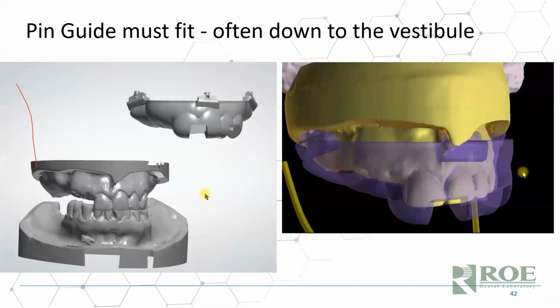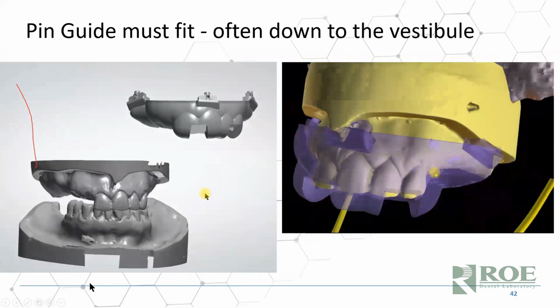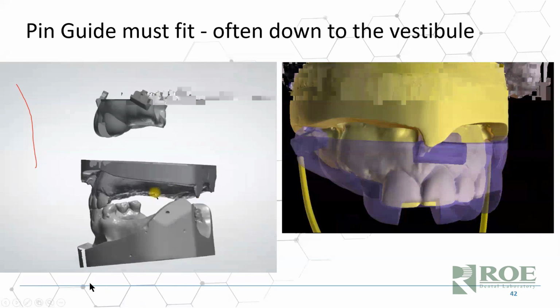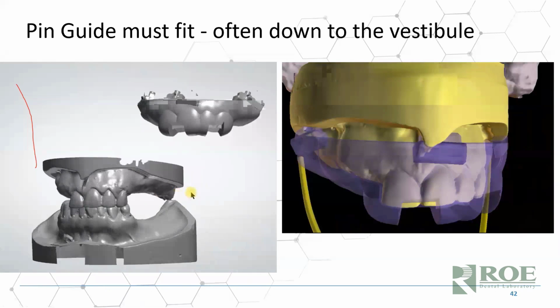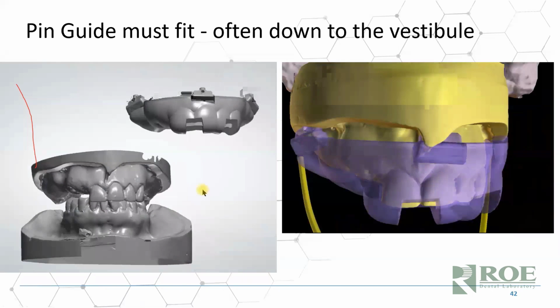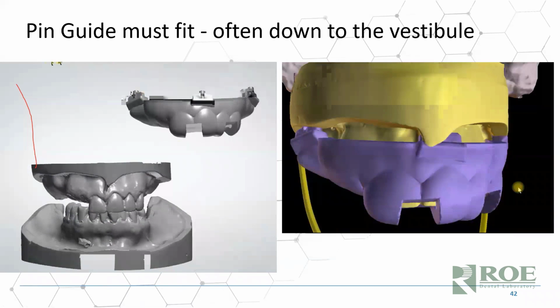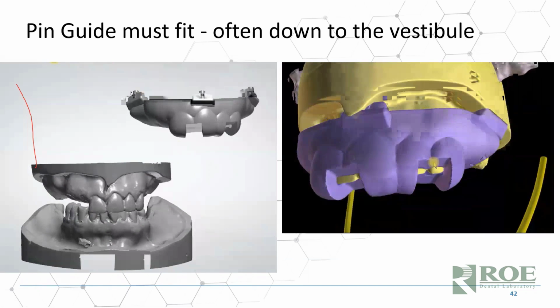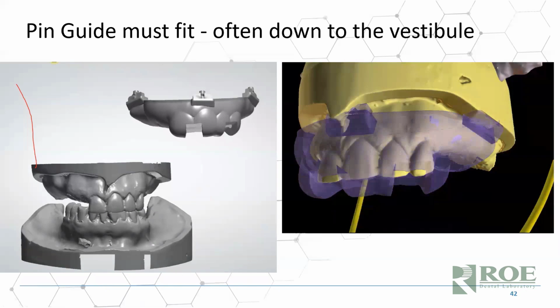The reason you want to capture the entire scope, all the land areas, is because the first step of every surgery is the pin guide. The pin guide is what rests on the teeth or tissue, but on many cases it also goes deep into the vestibule if there is significant bone reduction.